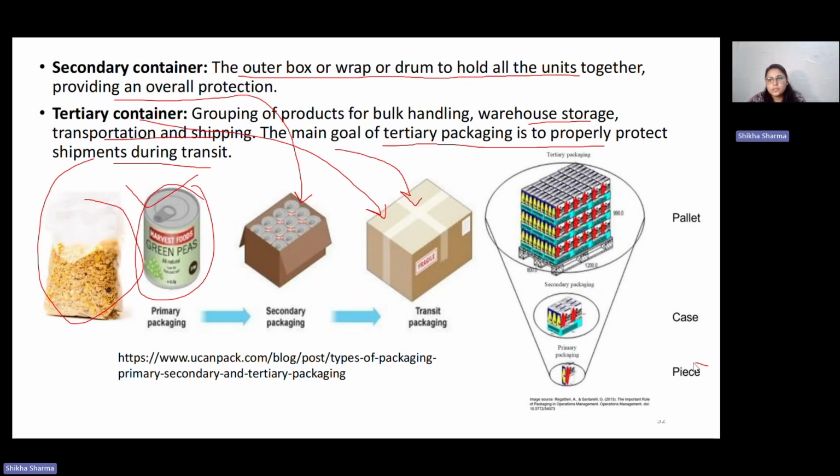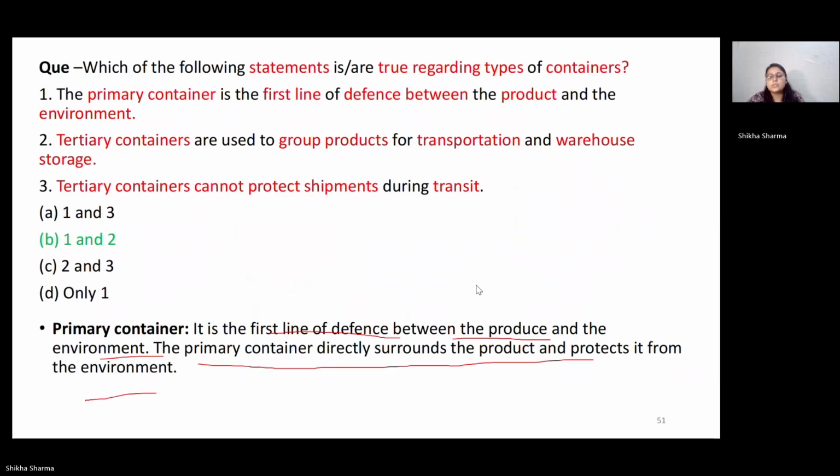So primary packaging is like one piece, then secondary is the case, and tertiary is the bigger pallets. So statement one is true: the primary container is the first line of defense between the product and the environment. And the second statement is also correct: the tertiary containers are used to group products for transportation and warehouse. Whereas the third statement is incorrect, because tertiary containers can protect shipments during transit.